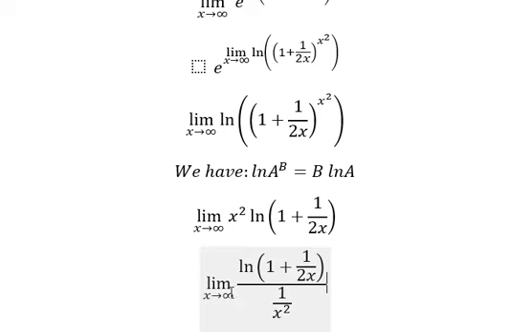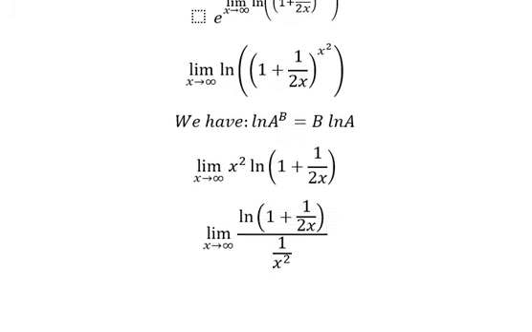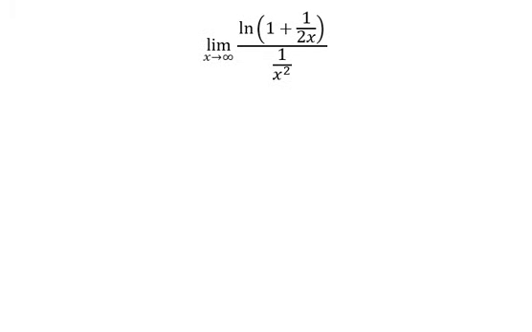When s approaches positive infinity, 1 divided by 2s goes to 0. This one you get number 0. In number 1, you get number 0. 1 divided by positive infinity, you get number 0. So we have 0 over 0, and we can use L'Hospital.